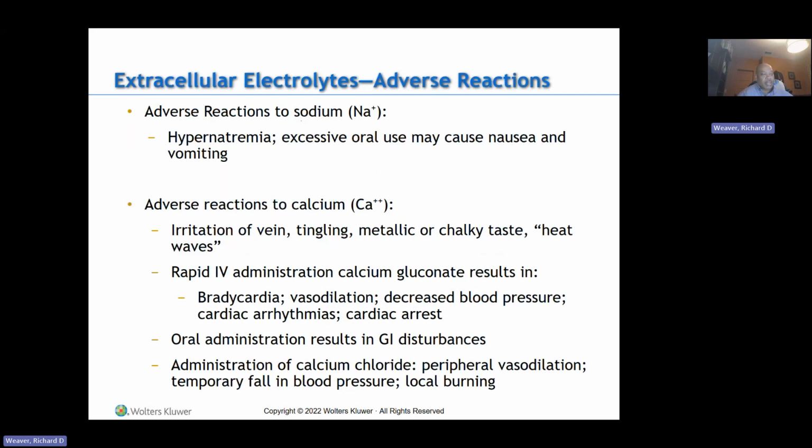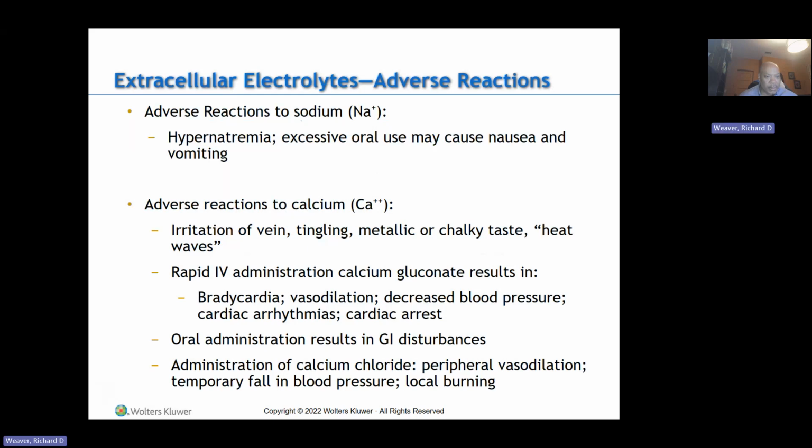Administration of calcium chloride can cause peripheral vasodilation. Sometimes we give calcium like a calcium channel blocker to block calcium from going inside of the blood vessels to dilate it or relax the blood vessel. If we relax the blood vessel, it causes the blood pressure to be lower. All right, so we do that for that reason sometimes. It can also cause a temporary fall in blood pressure, so we need to monitor that, and also localized burning.